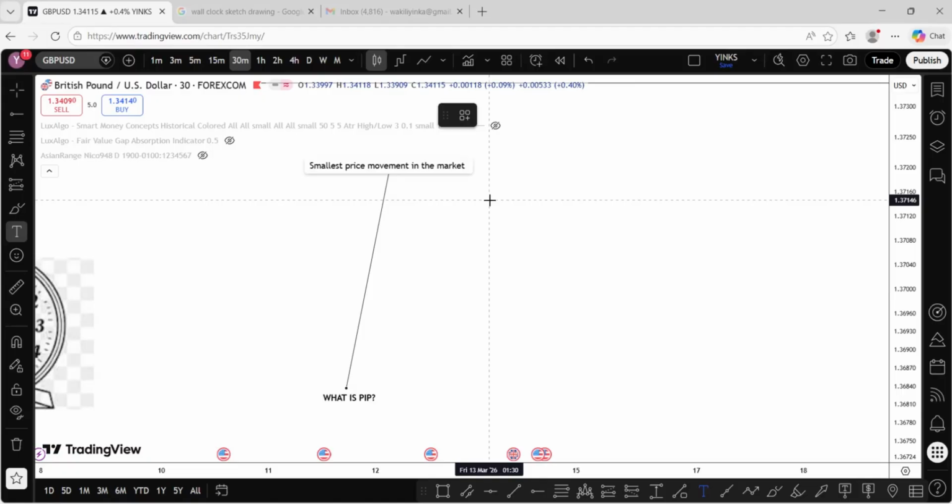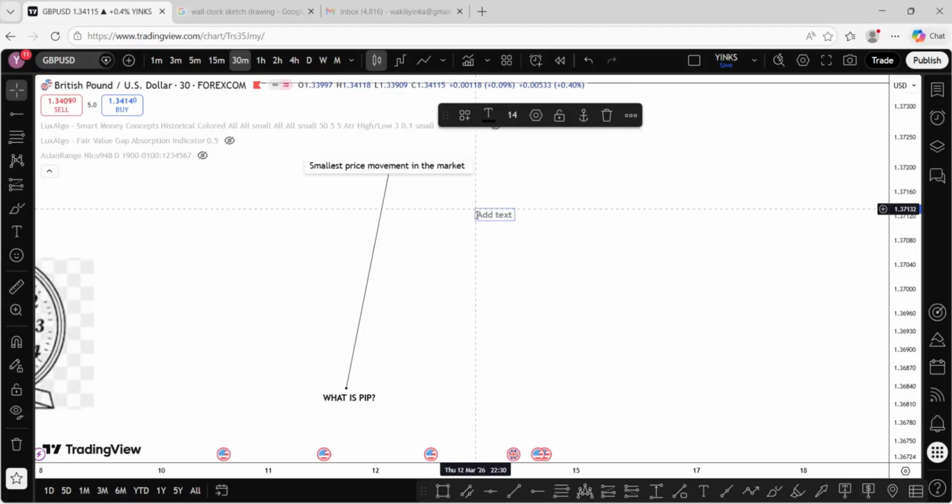So let's say we have a major pair with, let's say, 0.12345, right? Good. Now, let's say we have a pair with this. How do you now know 1 pip? How do you know 2 pips? How do you know the rest?